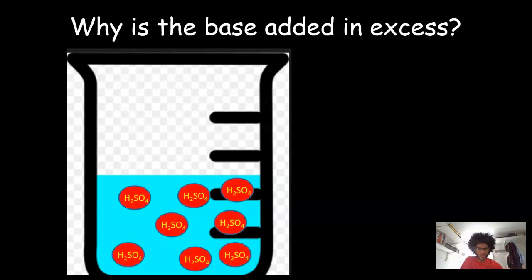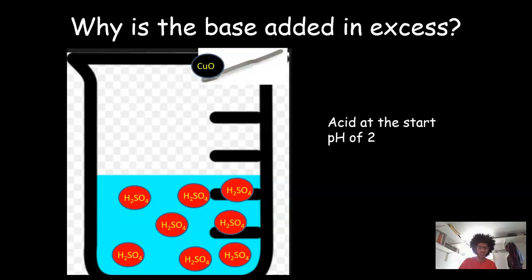Now let's have a look at the picture I've got here. This is sulfuric acid, and in sulfuric acid what you've got is H2SO4, which is the sulfuric acid molecule, and that is dissolved in water. Because sulfuric acid is quite a strong acid, it has a very low pH, so we're looking at a pH of around 2.